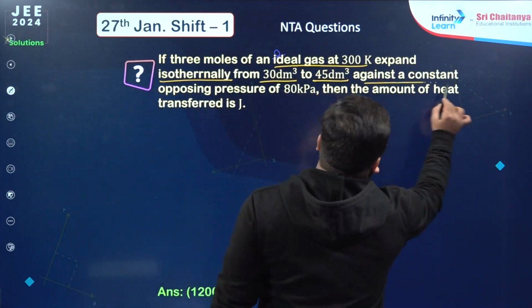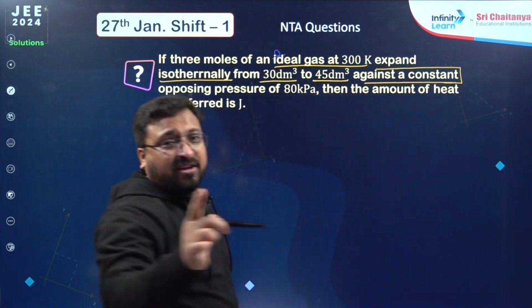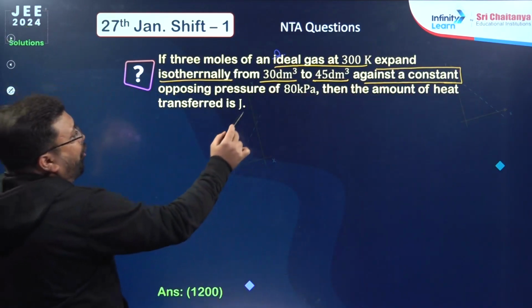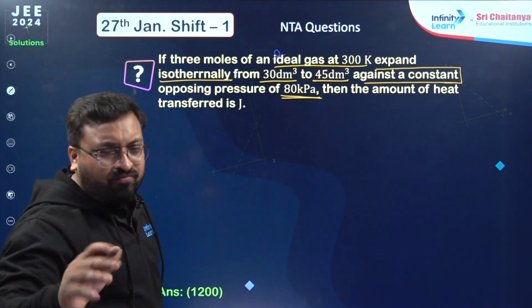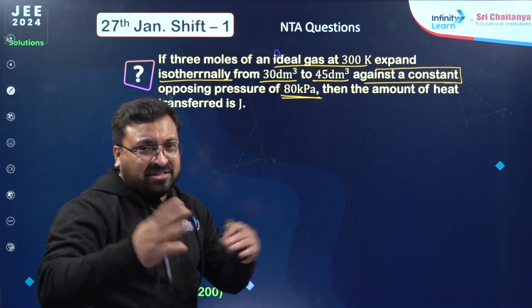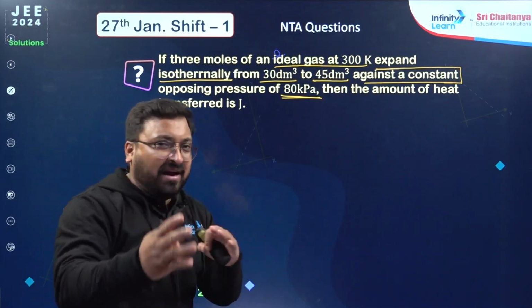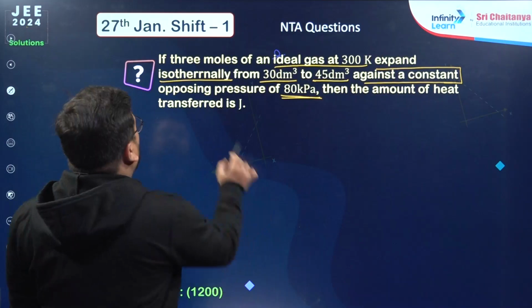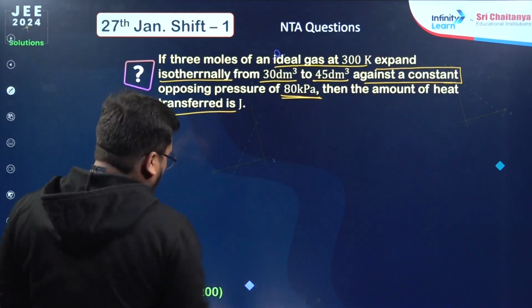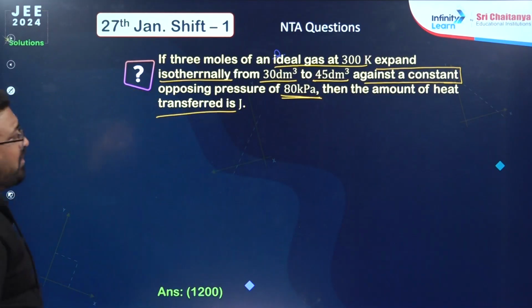Oh, this is the clue actually: against a constant external pressure, irreversible, of 80 kilopascal. And you guys are best in physics, so do the unit conversion dimensionally. The left hand side and the right hand side units will be matched. Then the amount of heat transferred in joules. Okay, so try to calculate.